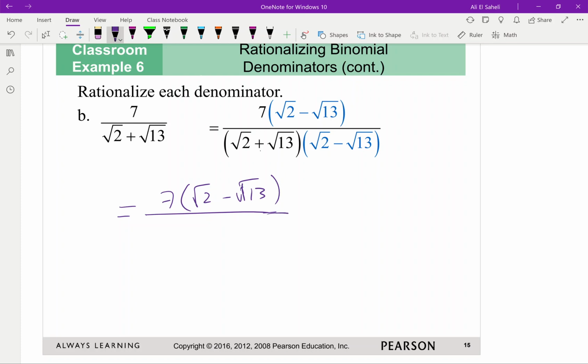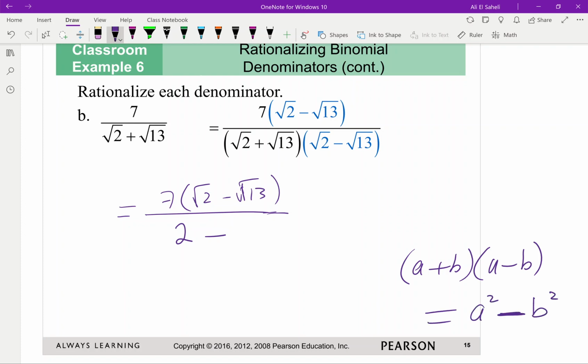And here it's always the same, a squared minus b squared. So, radical 2 squared is 2 minus. This is always minus, remember. One of them here is plus, the other minus, but the result is always minus. Remember this, a plus b, a minus b is a squared minus b squared. Okay, it's never plus.